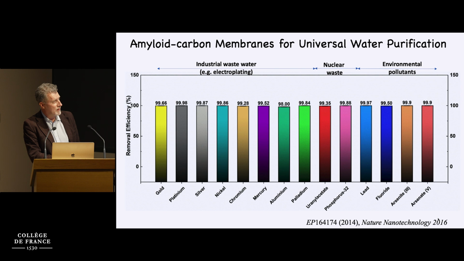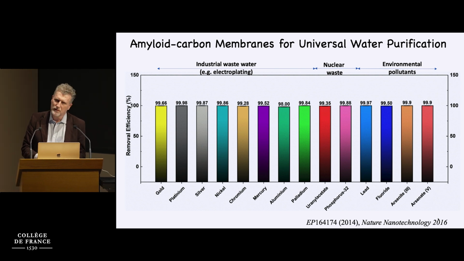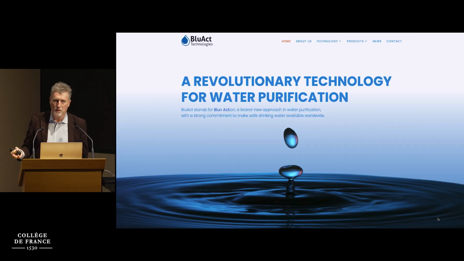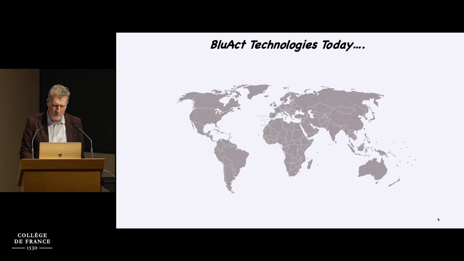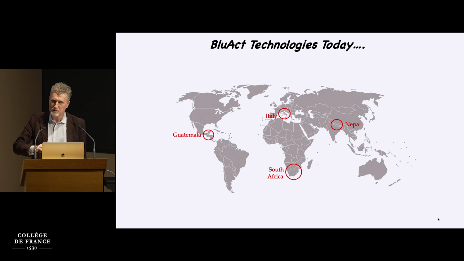These are some pollutants. You see arsenic 3, arsenic 5. If you take reverse osmosis here as a benchmark, reverse osmosis does not remove arsenic 3. You have to oxidize it into arsenic 5 and then remove it, and lead and other contaminants. So this works as a very general tool, to the point that a few years ago we incorporated a startup. It's called Blue Act. Now this startup has been around for a few years and has tested this technology in a very broad context, because water is everywhere and in the most diverse contexts you can imagine.